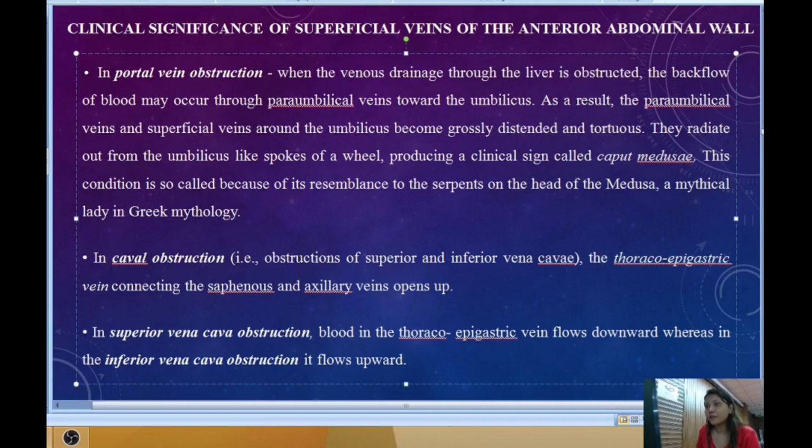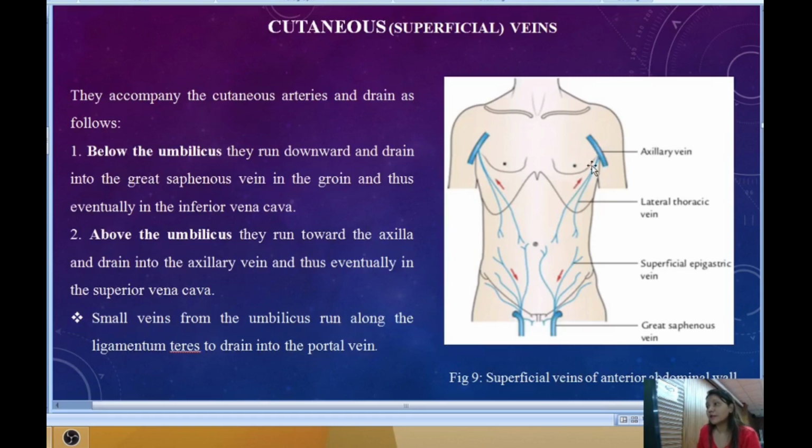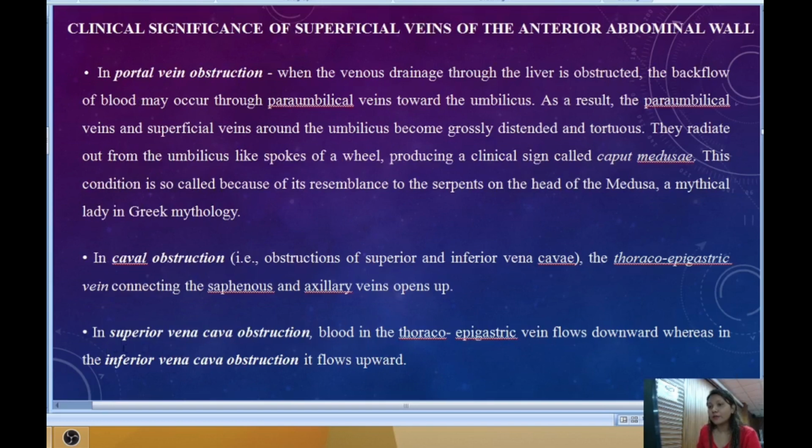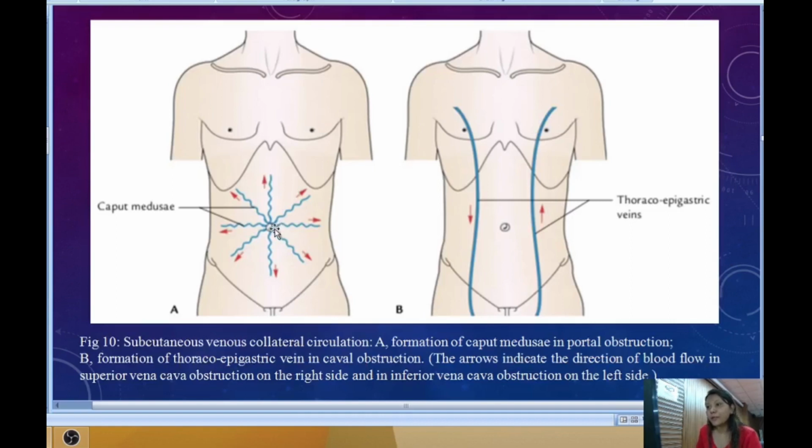Okay. Now what is caval obstruction? This is portal vein obstruction. This is caval obstruction. Caval obstruction is the obstruction of superior and inferior vena cava, the thoracoepigastric vein connecting the saphenous and axillary vein. Just now I have told you that above the umbilicus it drains into the SVC, below the umbilicus it drains into the IVC. So if there is an obstruction in the superior vena cava and inferior vena cava, then we have caval obstruction. So this is the caput medusae. You can see from the umbilicus engorged tortuous veins radiating outwards.